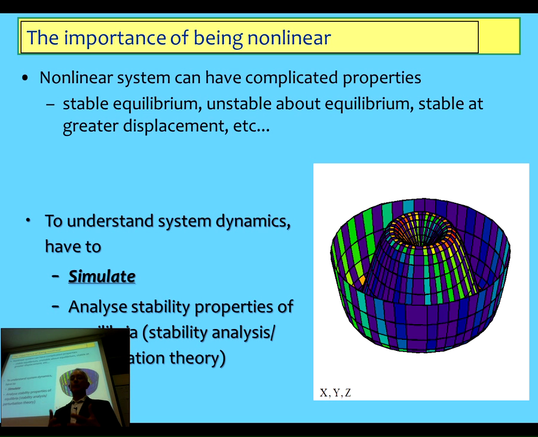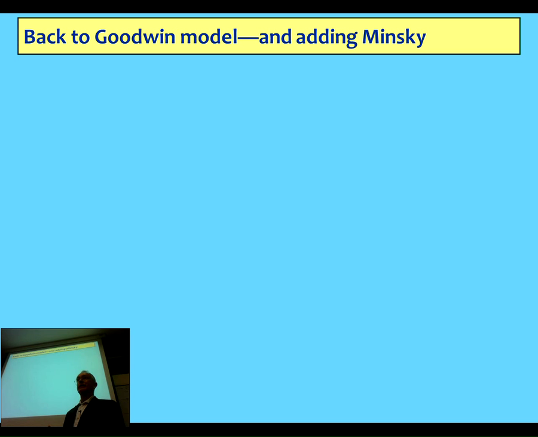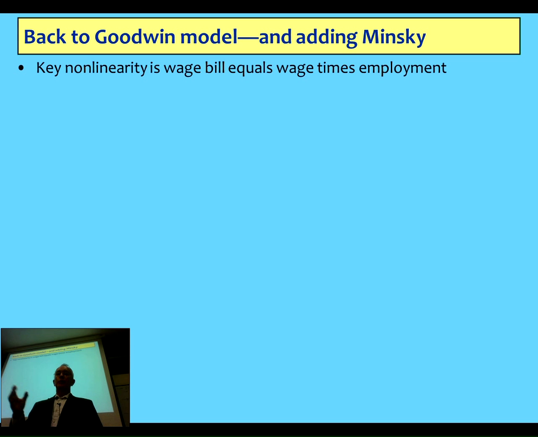And then you analyse the properties of that using stability analysis and perturbation theory and a whole range of other techniques. So that's a long-winded explanation without enough detail to show you what's going on. But the Goodwin model and the predator-prey model end up having, when you do the nonlinear analysis of them, real parts of their eigenvalues that are 0, so neither pushed away nor pulled back towards equilibrium, whereas the complex part gives you cycles. So, back to the Goodwin model and adding Minsky.